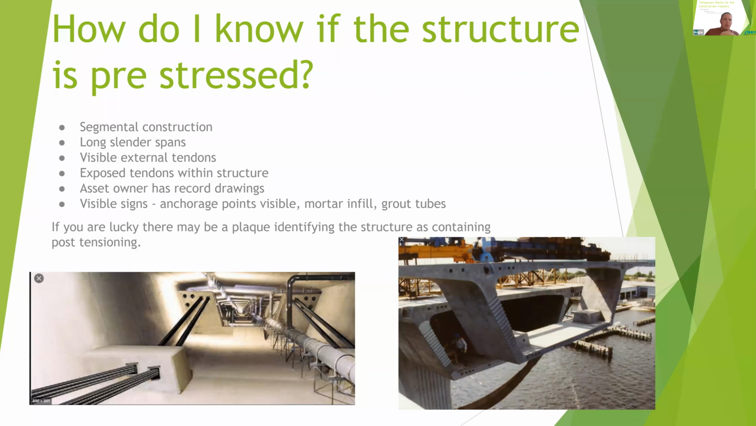Visible signs. So there might be anchorage points visible, or mortar infill or grout tubes that can indicate the structure. If you're really lucky, there might be a plaque somewhere that identifies the structure contains post-tensioning. There was a move for a period of time for asset owners to put a plaque up to make it clear that the structure contains post-tensioning, because there was a fear that people in the future demolishing them might not have access to record drawings, etc. Though how successful that actually was, I couldn't tell you. Put it this way, I've never come across a structure that's had a plaque on it that told me the structure was post-tensioned.